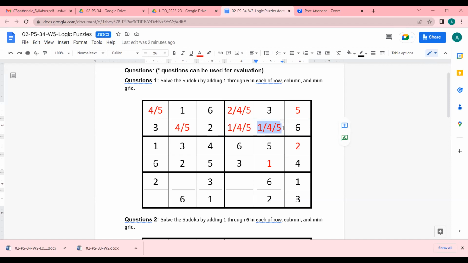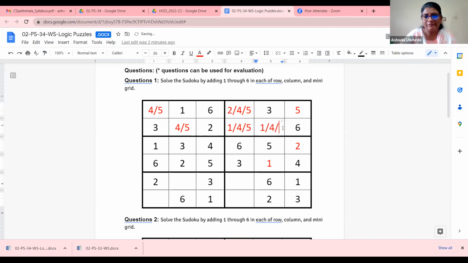Yes, ma'am. So let us fix 4, and 5 and 1 we are going to eliminate. As you all can see, in the same column 1 is already there and 5 is also there. So the only possibility left to fix was 4, and so we have fixed 4 here. Okay, now let us see this column, or you may check out this row.